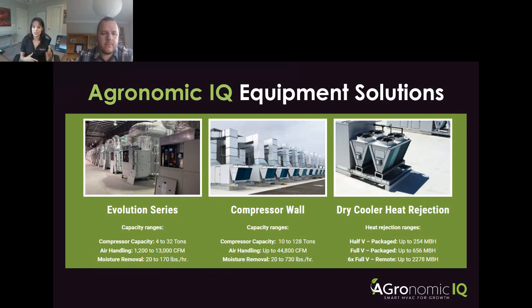Compressor wall is 10 to 128 tons. These units are our bread and butter in the cannabis industry, and they are also fantastic for larger grow rooms. 20 to 730 pounds per hour. These units are big industrial units, purpose-built and designed for CEA spaces. And then our dry coolers are used in conjunction with our compressor wall and our Evolution series.